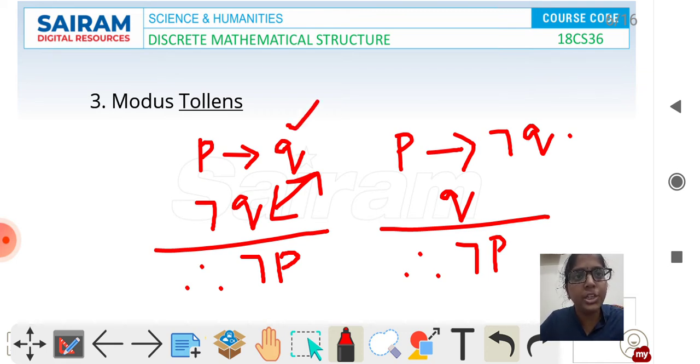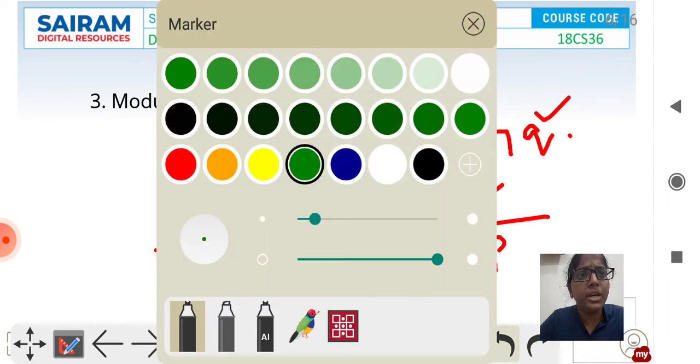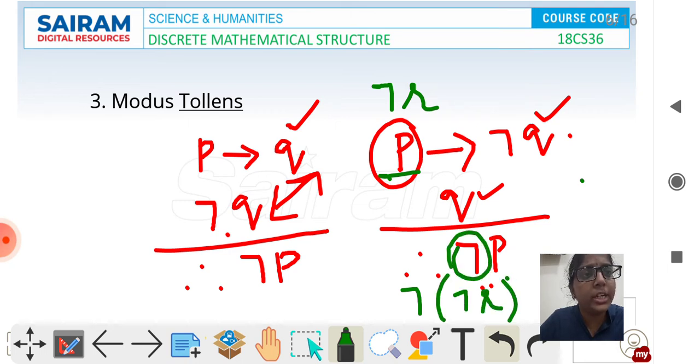What is q's negation? It is negation q. What is the negation of negation q? It will become q. So in that case, what you will write here is p. So you have to negate p and write it as negation p. So instead of p here, if you are having negation r, then also you can write the negation of r. It is the negation of p, right? So instead of p, we are having negation r. So the negation of negation r will become r.